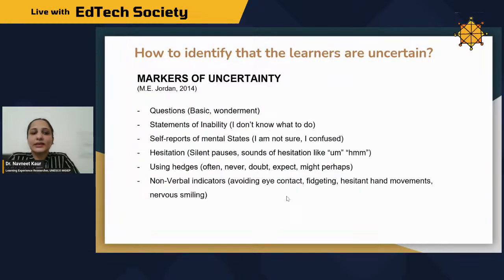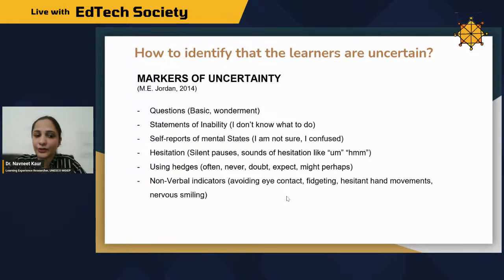Okay. So next, we know that learners are experiencing uncertainty. So how, as a teacher or someone in a classroom, can we identify that learners are experiencing uncertainty? What are those markers that we can pay attention to in a classroom? We can identify uncertainties of learners through their behaviors. For example, are they asking questions? They might ask some basic questions which show that they are surprised, they are wondering about something.